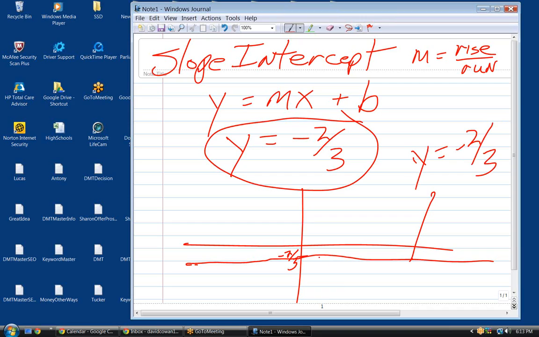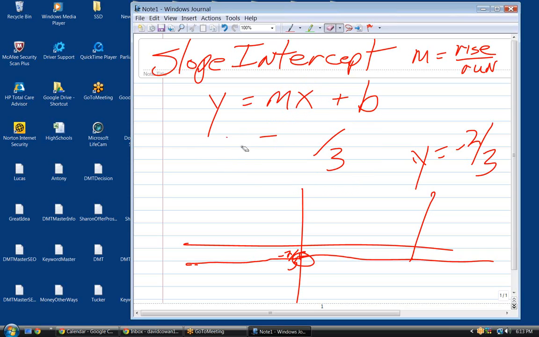Now, notice I said the slope was 0. All horizontal lines have a 0 slope. So there is no mx. In other words, if m is 0, then that whole term disappears. So the only thing you end up with is y equals b. So the y-intercept is -2/3. Okay?